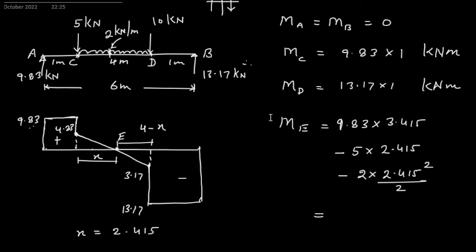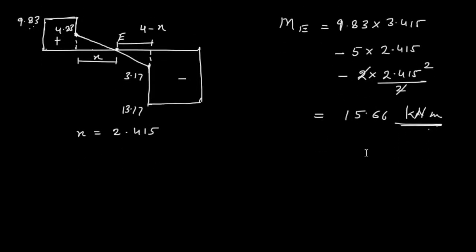So 9.83 multiplied by 3.415, minus 5 times 2.415, minus, now this 2 and 2 cancel, so minus 2.415 squared, so 2.415 into 2.415. The result here is 15.66 kilonewton meter. So you can see that this 15.66 is the highest value.